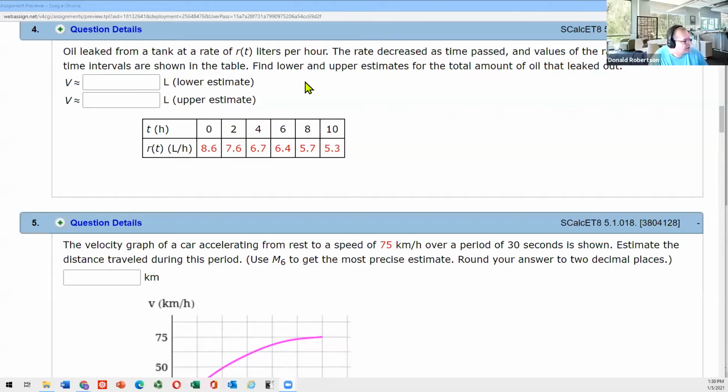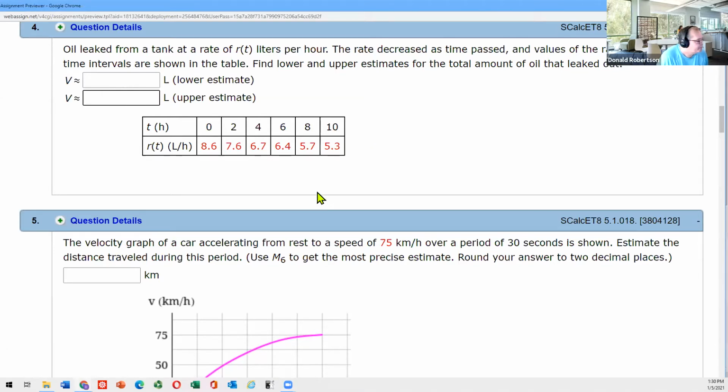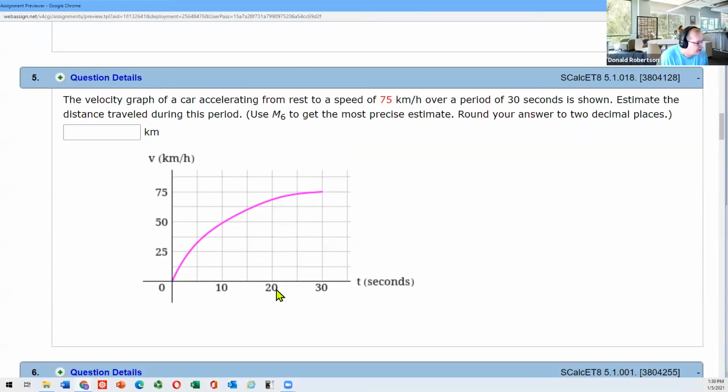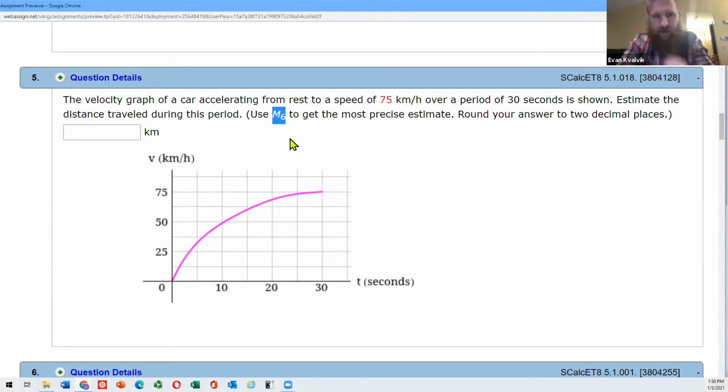Okay, I'm now going to return and look at what the homework looks like. Question 4 is back to, here's a table, find the lower and upper. We've kind of covered that. Question 5 is another graph one, and you're going to do M6.